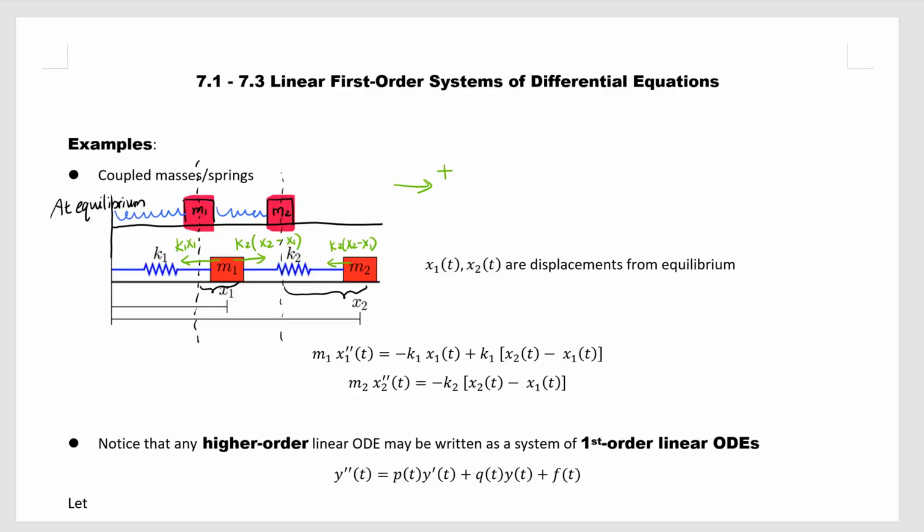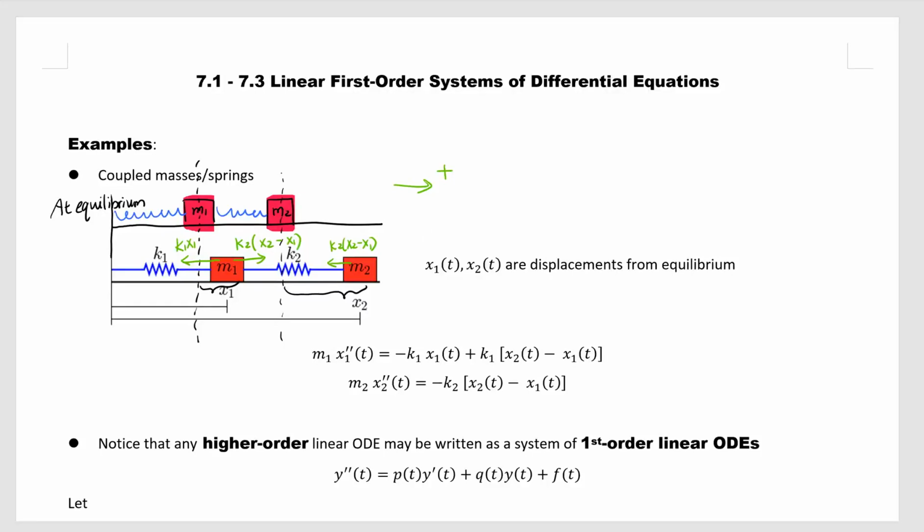So actually the second spring stretches x2 minus x1. If M2 moves x2 centimeters and M1 moves x1 centimeters, then the second spring stretches x2 minus x1 centimeters. So the spring force here is K2 times x2 minus x1. That is the net force about the first mass.